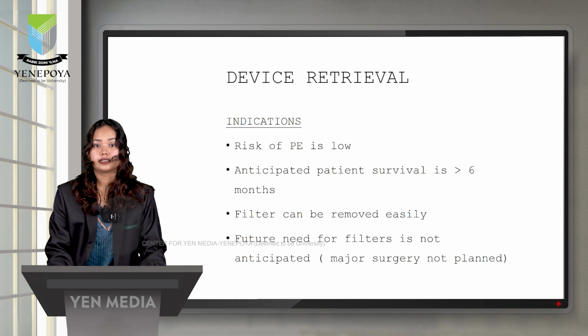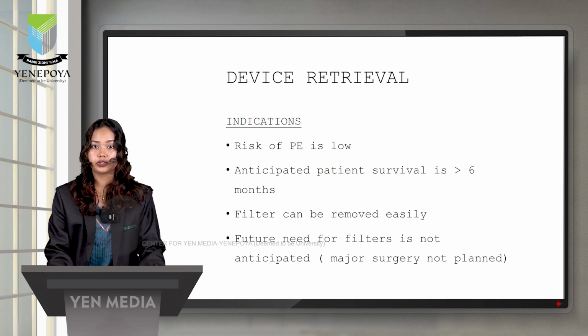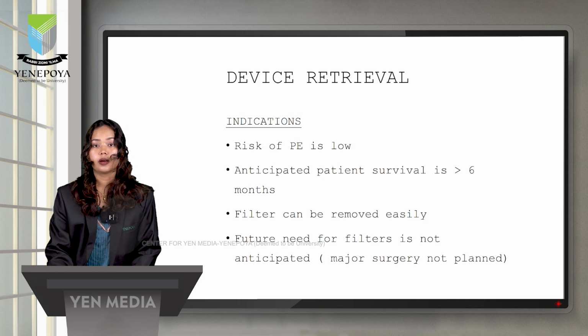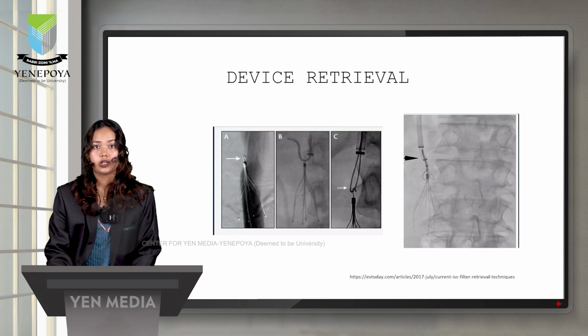The IVC filter is not only about the implantation but also about the retrieval. The indications for retrieval of an IVC filter are when the risk of pulmonary embolism is low, the anticipated patient survival is more than 6 months, the filter can be removed easily, or the future need of the filter is not anticipated. This is how a device retrieval looks.